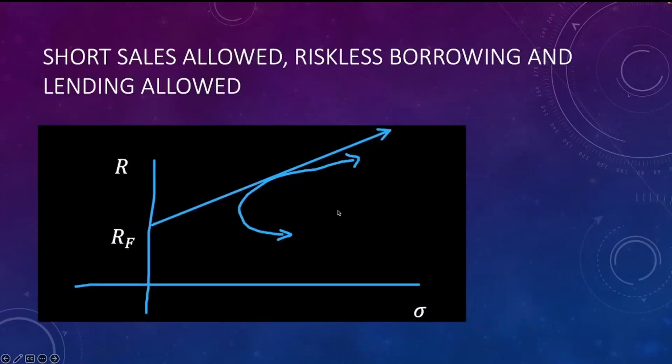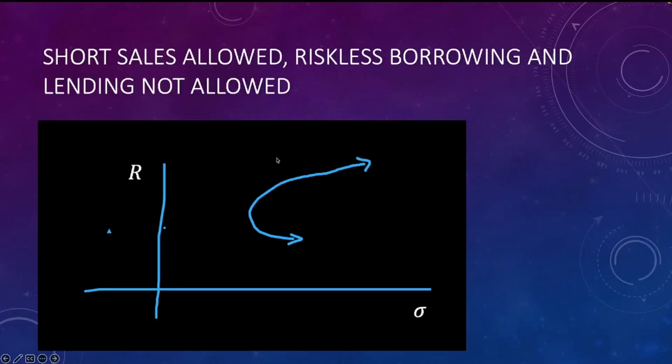Okay, so this was the case where short sales were allowed and riskless borrowing and lending was allowed. So what happens when riskless borrowing and lending is not allowed? This line will basically go away. When riskless borrowing and lending is not allowed, this line is no longer present. This is our efficient frontier now. And how do we calculate that?